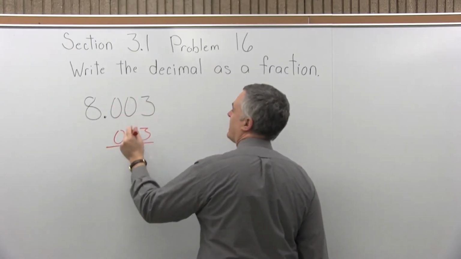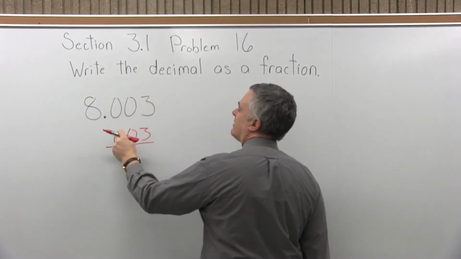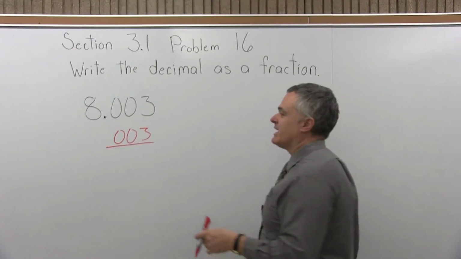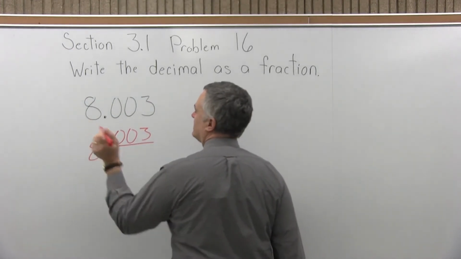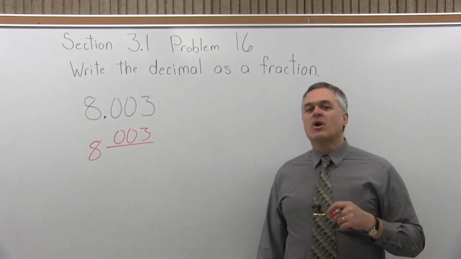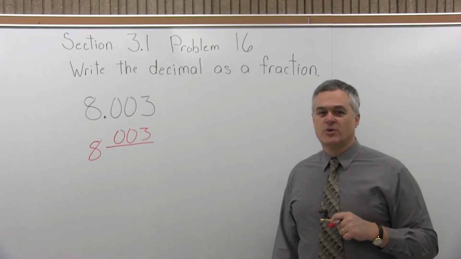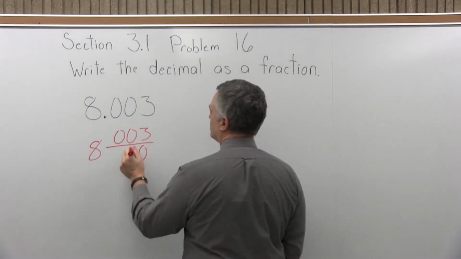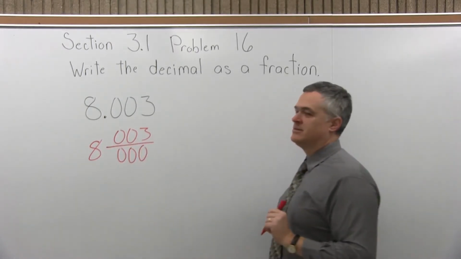So after the decimal I have 003. I write the 003 in the numerator of a fraction. There's an 8 in front of that, so I can just keep the 8 in front of the fraction. And then the second step, step 2, is put a 0 under each digit that's in the numerator. So in the numerator I have 3 digits, so I put 3 zeros in the denominator.